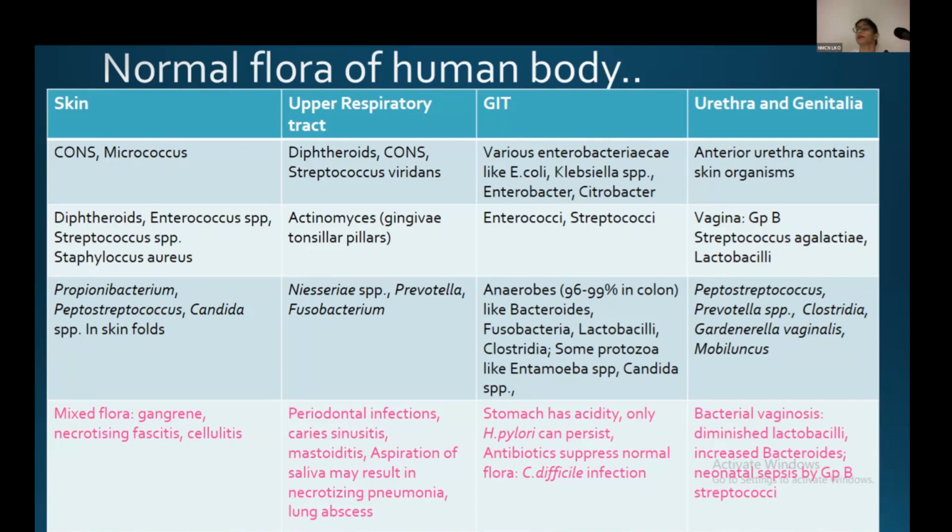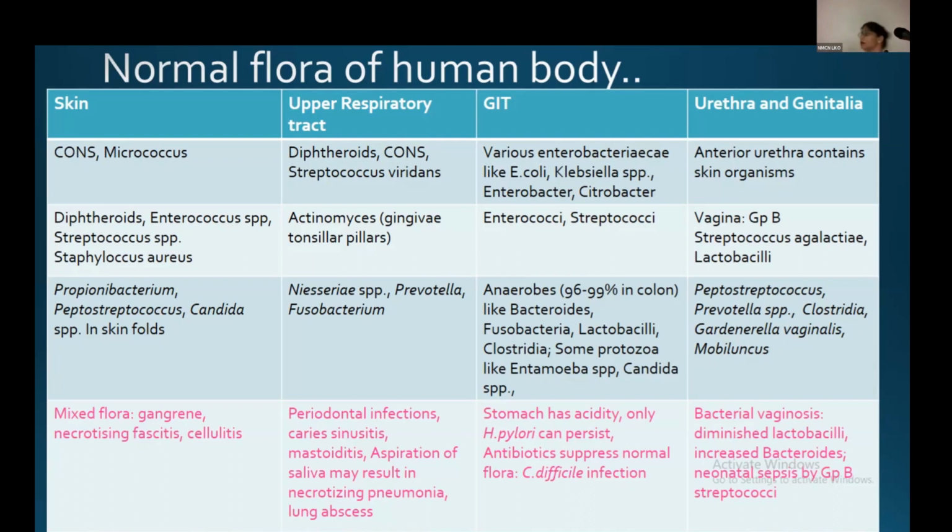Anyone who can give an example of CoNS? Staphylococcus epidermidis, haemolyticus, saprophyticus, and there are many other species. So CoNS is one of the most important members of the normal flora of skin. Other than that, the diphtheroids, Streptococcus species, Enterococcus species. Then there are certain anaerobes also: Propionibacterium, Peptostreptococcus. Anyone can tell about Propionibacterium? You must have heard of it. Yes, acne. It has been implicated in causation of acne.